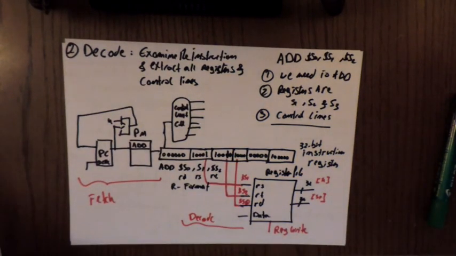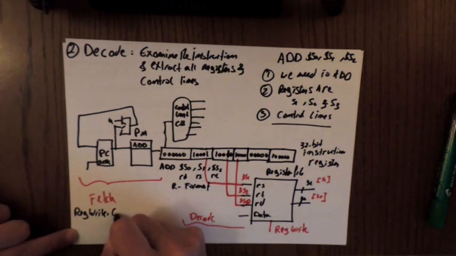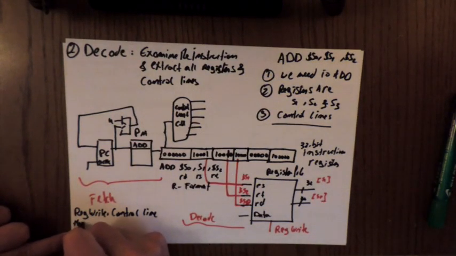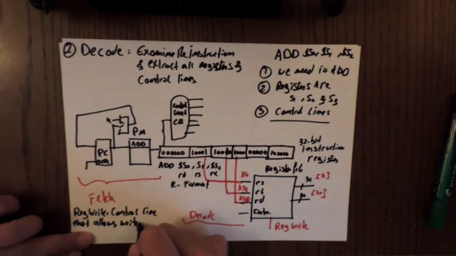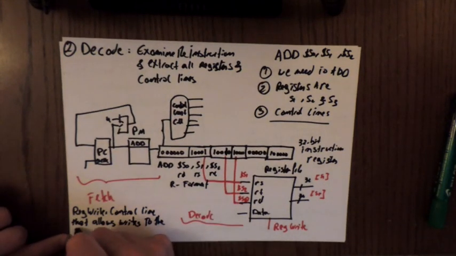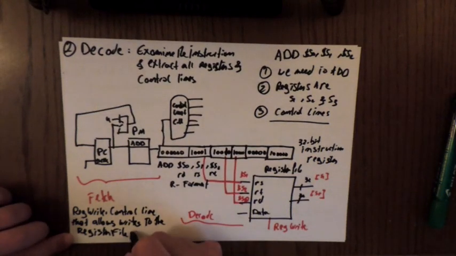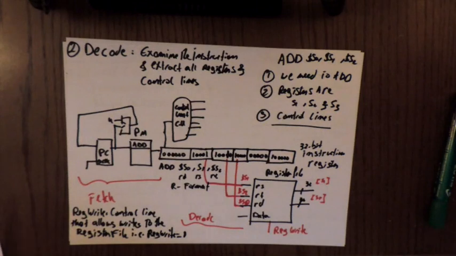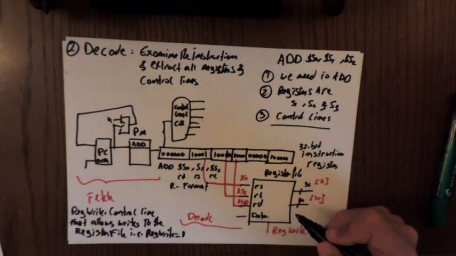So let me write this. Register write: control line that allows writes to the register file. That is register write equal 1. This means when register write equals 1, I can write to the register file. When it's equal to 0, write is disabled.